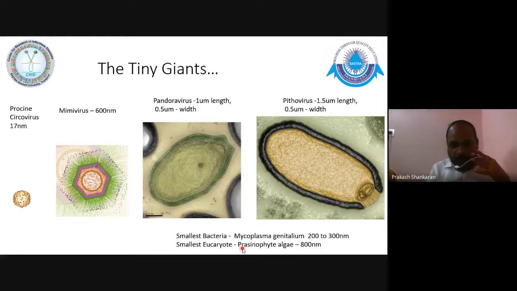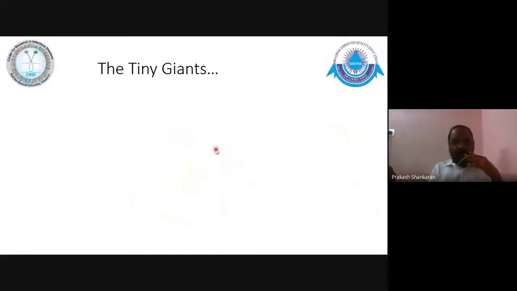Compare the biggest virus with bacteria: the smallest bacteria is just 200 to 300 nanometers. A virus is 5 times bigger than that. The smallest eukaryotic cell is a portion of algae, 800 nanometers. A virus is bigger than a eukaryotic unicellular organism. That's great news. These are all the new pieces of information from the virology side.